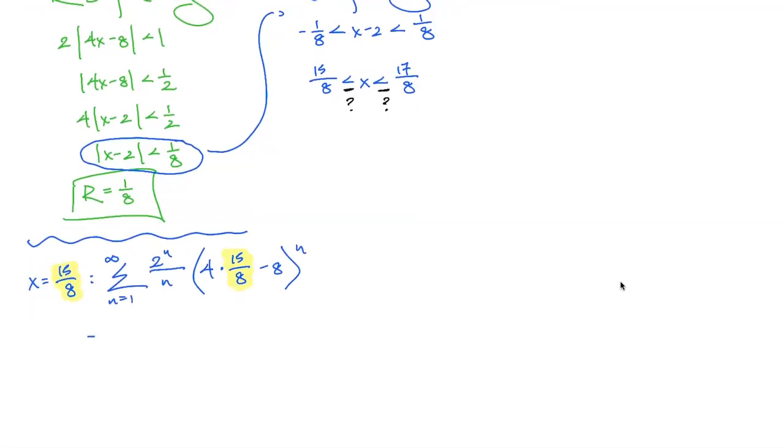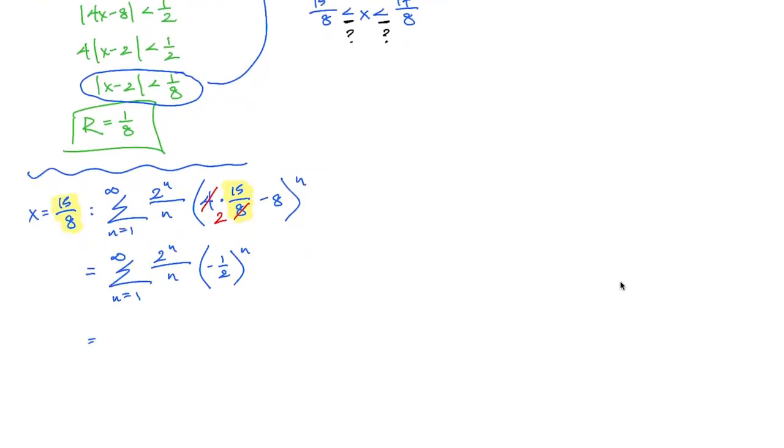Okay, so n equals 1 to infinity. Let's see, 15/8 times 4, that will give us 15 halves. And then 15 halves minus 16 halves will give us negative 1/2. So I've got 2 to the n over n times negative 1/2 to the n. All right, let's see, how can we rewrite this? So I'm going to keep the 2 to the n. I'm going to keep this n. But I'm going to split my negative 1/2, so it's negative 1 to the n over 2 to the n.